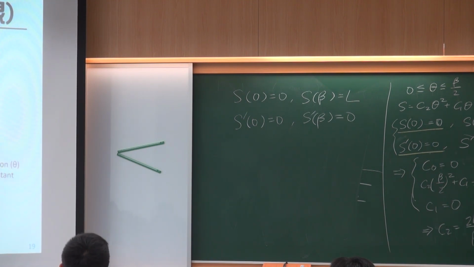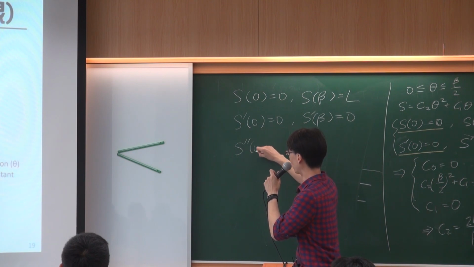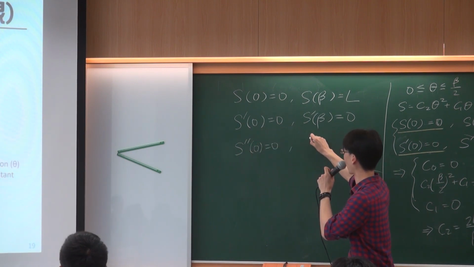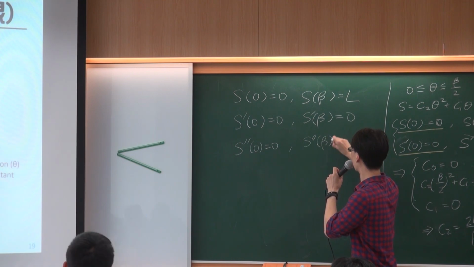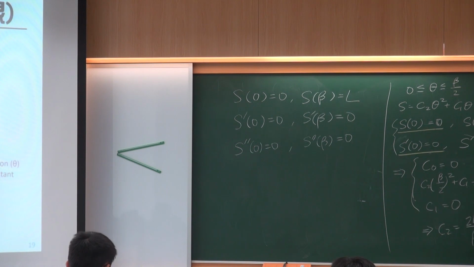To prevent infinite jerk, what condition do we also need to satisfy? Acceleration, right? We also need to satisfy the acceleration, so we also need to make these 2 happen. Right now, these 2 are not happening because we don't have enough variables to make these 2 happen.